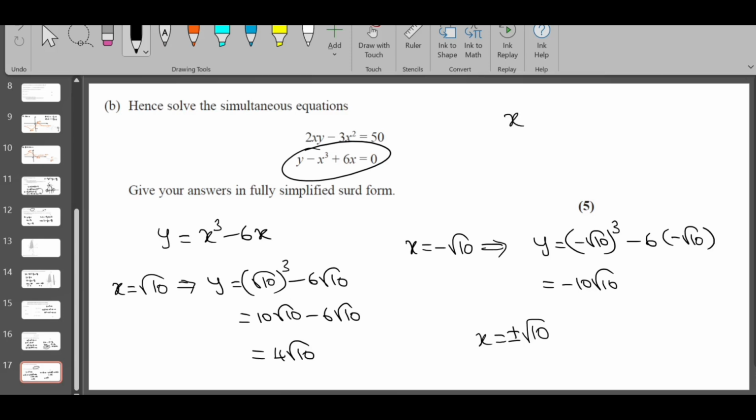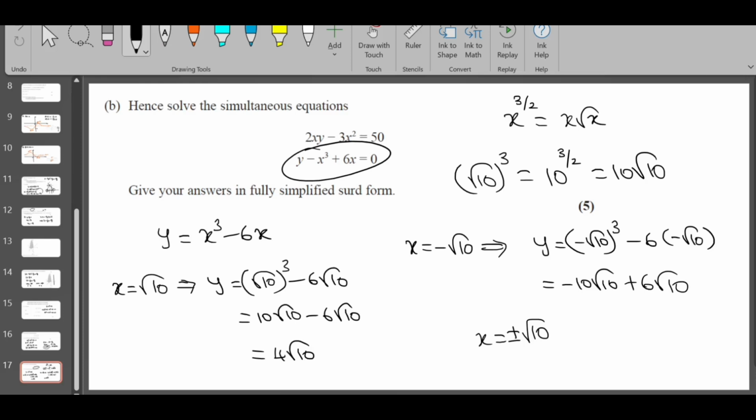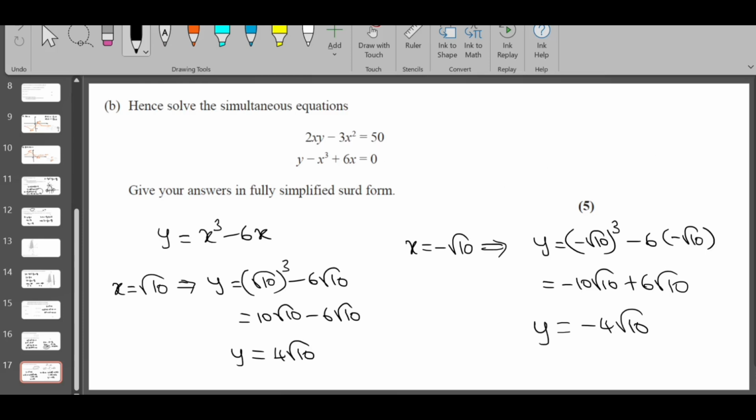Always remember x power 3 over 2 can be written as x root x. So square root of 10 whole cubed is the same as 10 power 3 over 2, which is 10 root of 10. Okay, it becomes plus 6 root 10. So the answer will be minus 4 root 10. So you got two answers already, x and y. That's all. It's a 5-mark question.